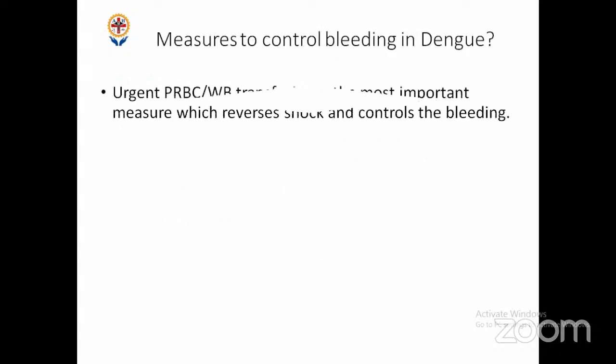So, measures to control bleeding. The most important measure to control bleeding is not platelets and FFP. It is blood. Don't forget blood transfusion. PRBC transfusion, whole blood transfusion. Never give FFP or platelet transfusion before PRBC transfusion. The first priority is PRBC, not platelets and FFP. I am stressing this again because I'm going to see the same scenario, and people will jump and give platelets before PRBC transfusion. That's not going to help.